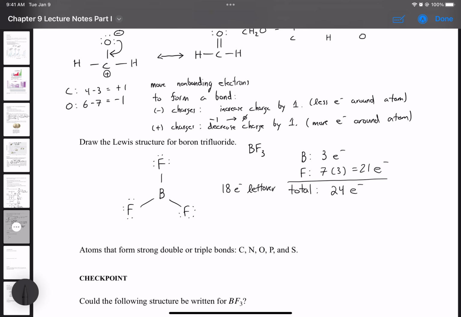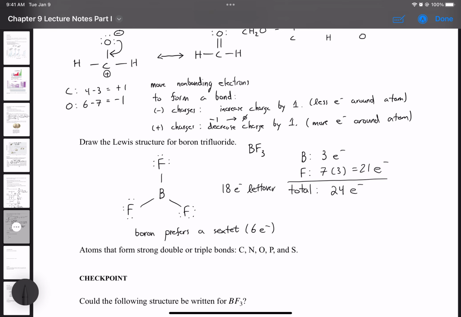but boron doesn't. Okay. So boron is the exception where boron prefers a sextet, or 6 electrons. So it only has 6 electrons surrounding it. Okay?